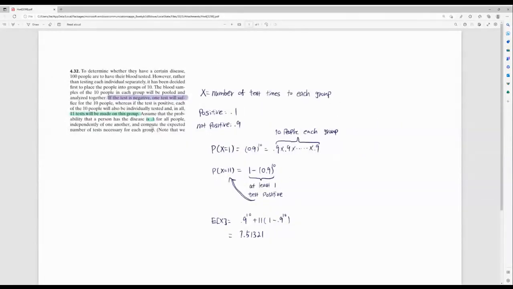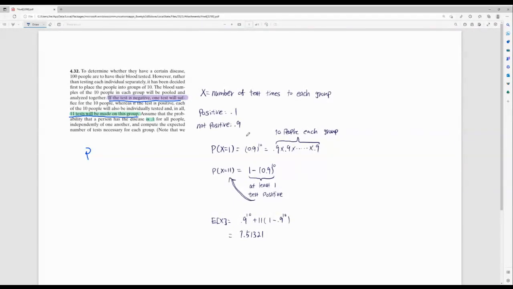So we have two possible cases. The first case would be the group is negative. When it's negative, it only tests once. So let x be the number of tests. So this will represent when x equals 1. Another case would be when the group is tested positive. When it's positive, there will be 11 tests. So we have x equals 11.